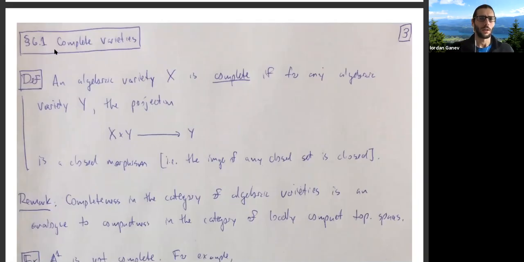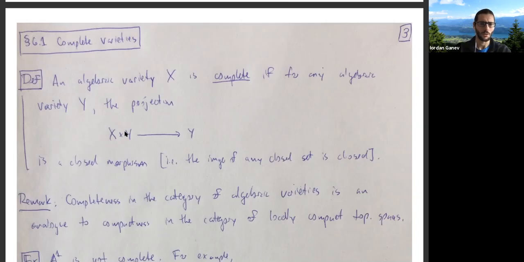I said already a few things about complete varieties, so now let me say them more formally. An algebraic variety X is complete if for any algebraic variety Y, the projection map from X cross Y to Y, just projection onto the second coordinate, is a closed morphism. So it takes closed subsets of the product to closed subsets in Y. That's what complete means.